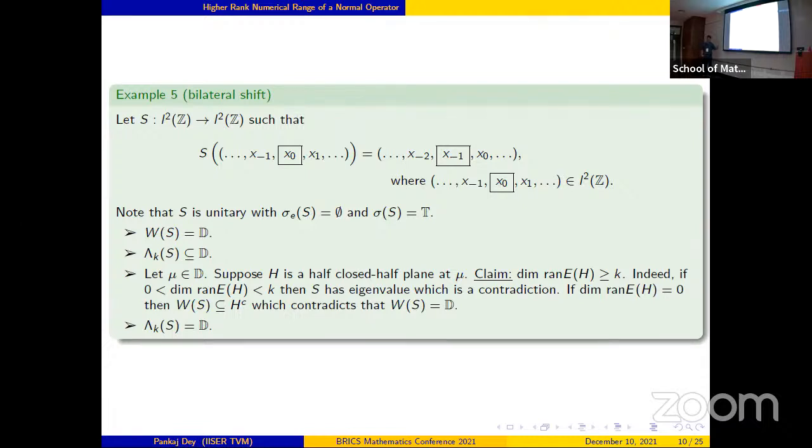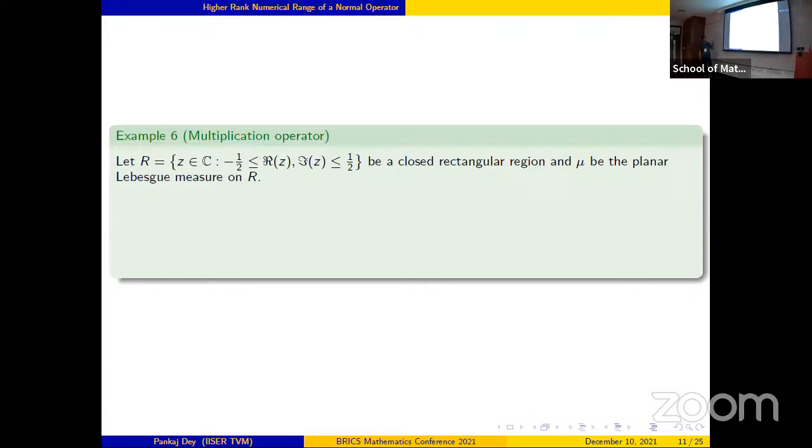In fact, more generally, if T is a normal operator with no eigenvalue, then all the numerical ranges are the same. That one can actually prove. And there are many versions of the spectral theorem. One version is that any normal operator can be viewed as a multiplication operator by an L infinity function. Let's take some easy multiplication operator.